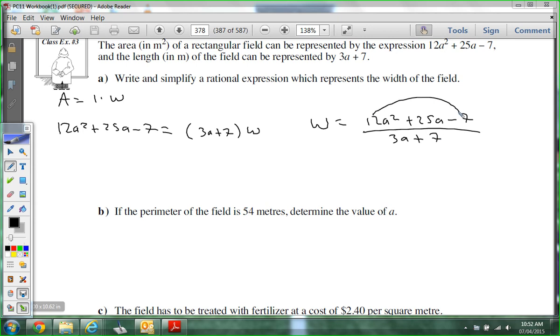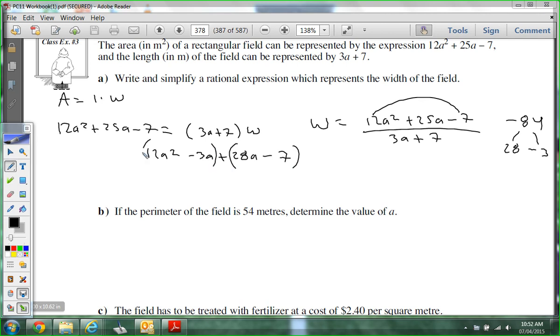12 times negative 7 is negative 84. We're looking for factors of negative 84 that add up to 25. They're going to be one positive, one negative, right? Say that again. 28, negative 3, good. So 28, negative 3. So then we come over here, we have 12a squared. I will put the 3 with the 12, and I'll put the 28 with the 7. Whoops, it's a minus 7, excuse me.